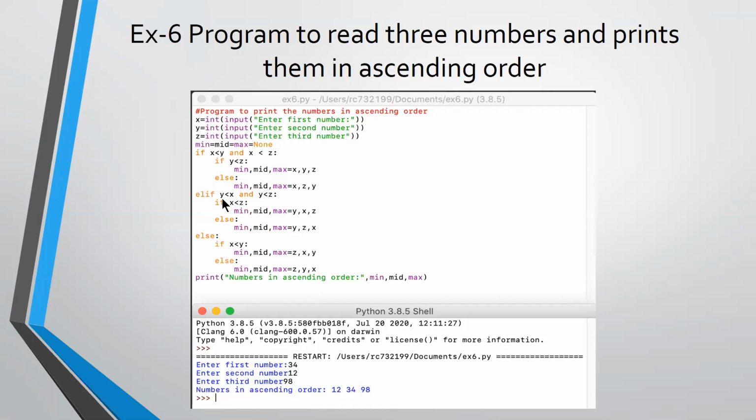So next, after finding the smallest one, what you have to check among x and z, which is the smallest one, which is the largest one, I have to find out. So that is what I am checking here. So x is less than z appadina min value is y, and then mid value is x and the max value is z. Appadi illana y, z and x.